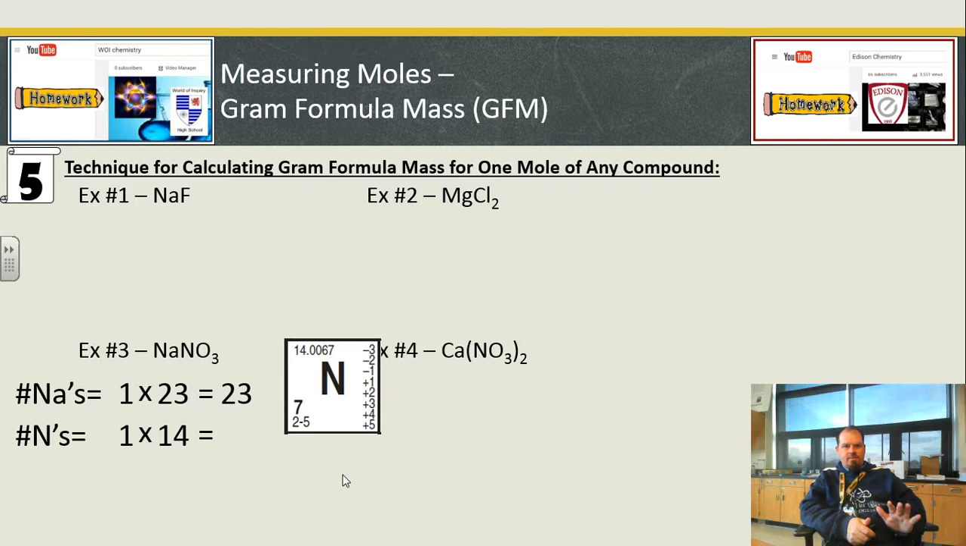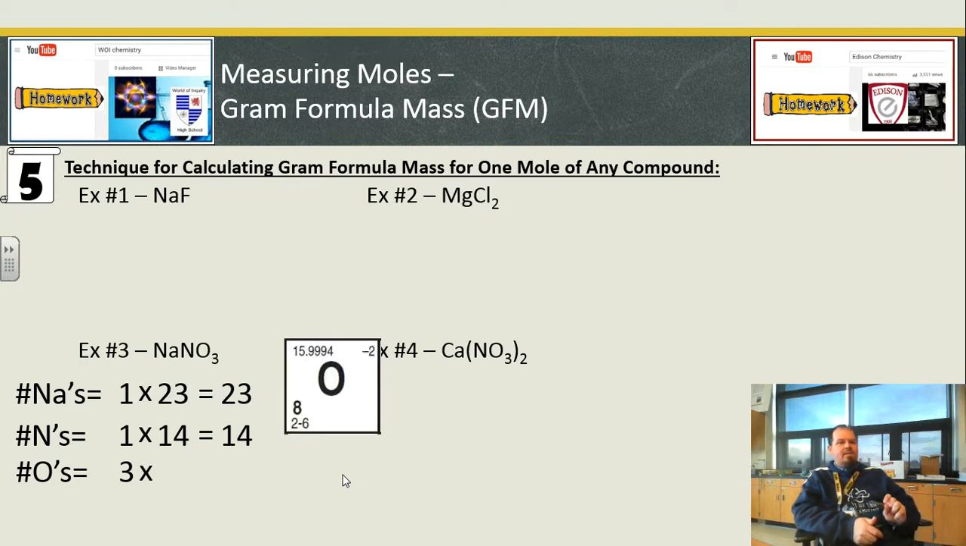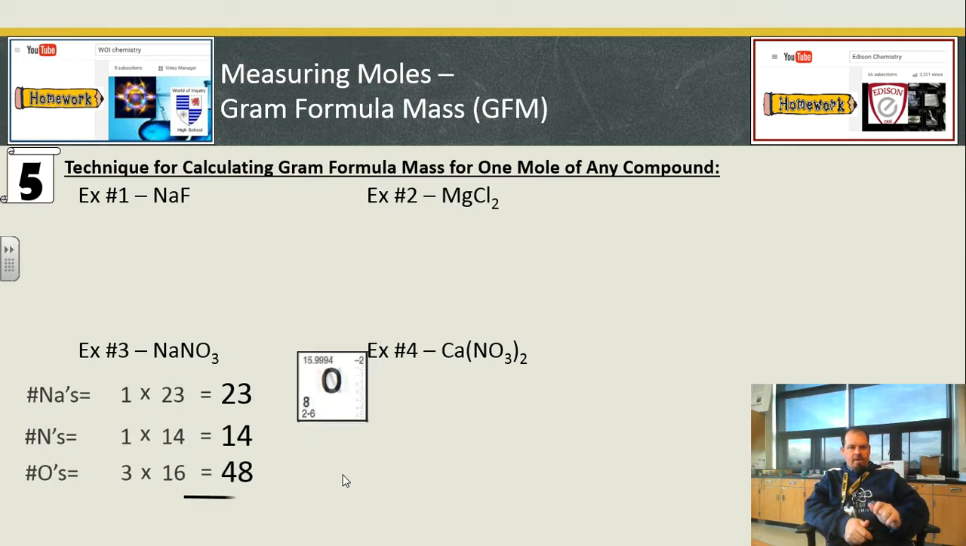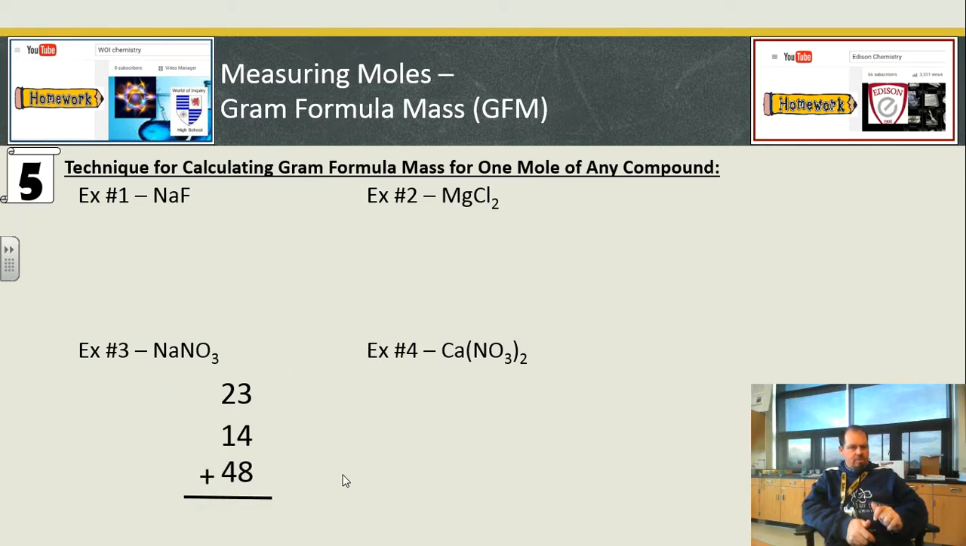We're doing fabulous so far, right? And then I see that there are 3 oxygens. So oxygen, let me look that up. It is 16. 15.999 rounds up to 16. So 3 times 16 is 48. Now I'm going to take all 3 of those numbers and add them up, and I will get 85, and then I can't forget this piece, grams per mole.